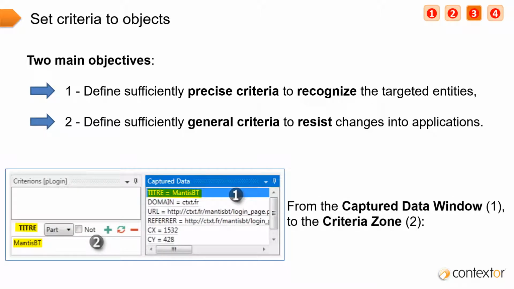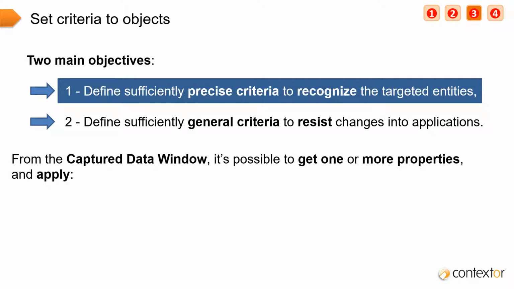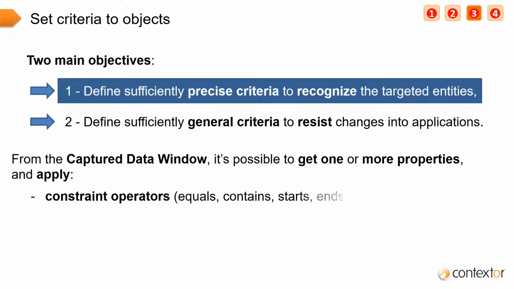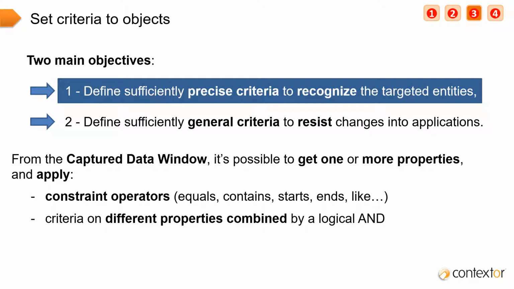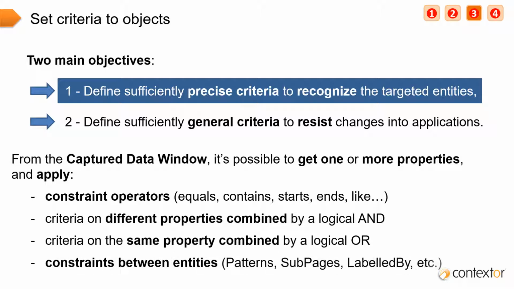The setting is mainly realized from the captured data window to the criteria zone. From the captured data window, it's possible to get one or more properties and apply constraint operators: equals, contains, starts, ends, like. Criteria on different properties are combined by logical AND, and criteria on the same property are combined by logical OR, with constraints between entities, patterns, subpages, labeled by, etc.